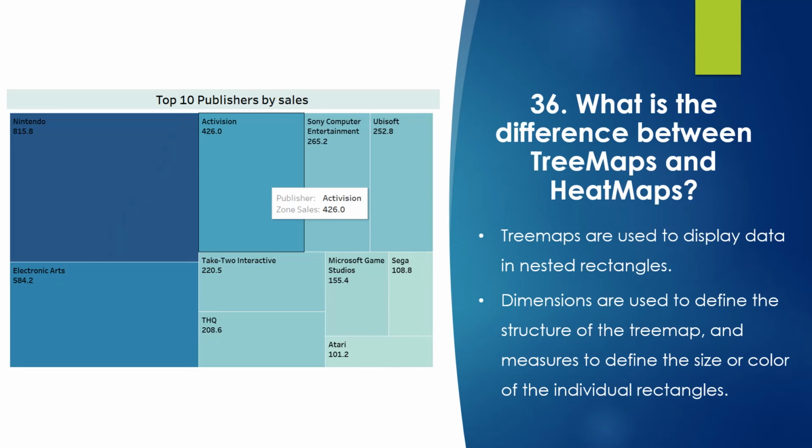Next, we have what is the difference between TreeMaps and HeatMaps. As you can see here in this image, we have a tree map that shows top 10 publishers by sales. Tree maps are used to display data in nested rectangles. Dimensions are used to define the structure of the tree map, and measures to define the size or color of the individual rectangles. So here we have our dimensions and we have the measures. We have the quantity, which defines the color and the size of the rectangle. The higher the size, the bigger the value, and the darker the color.